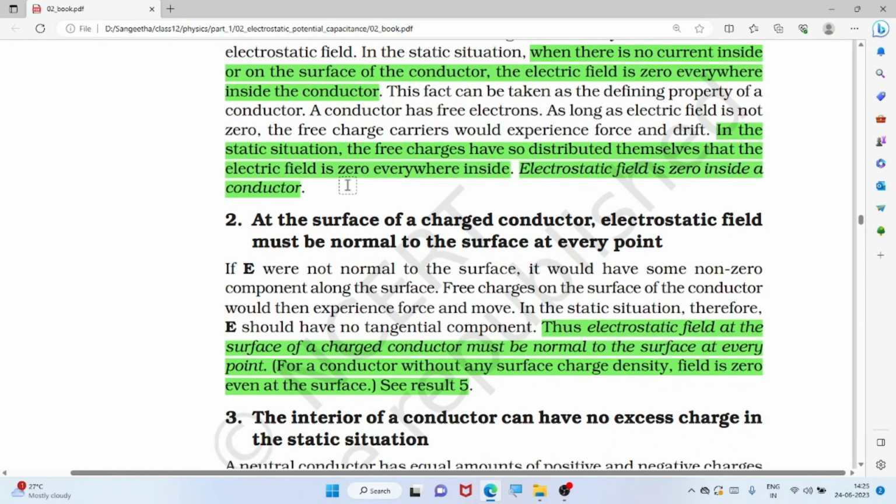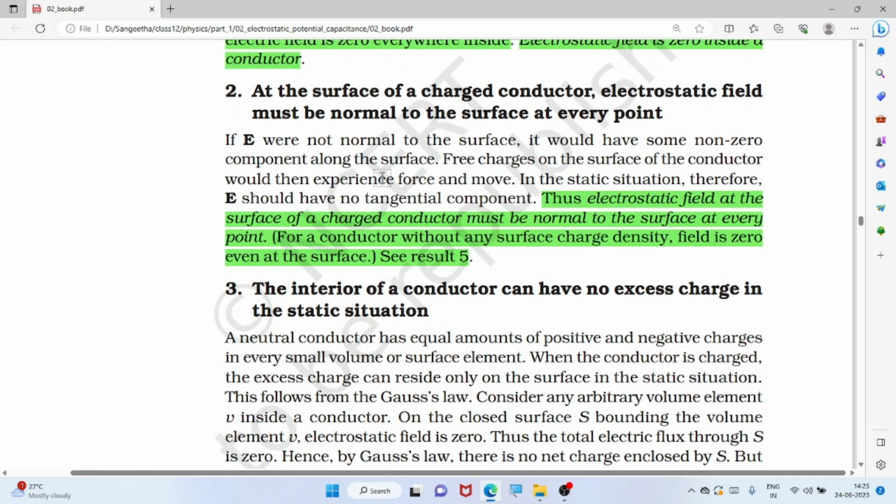In the static condition, the free charges are so distributed. Okay, electrostatic field inside the conductor is 0. At the surface of the charged conductor, the electrostatic field must be normal to the surface at any point.